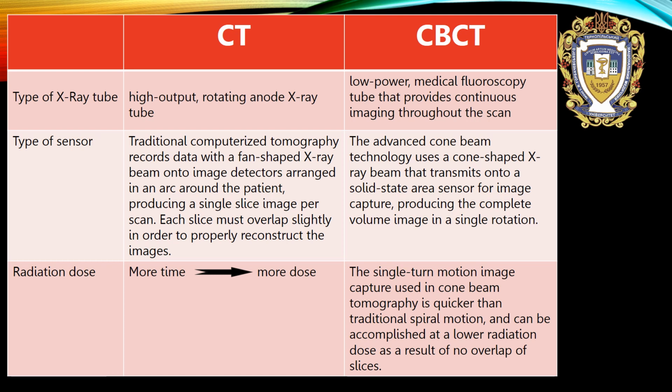And of course, radiation dose. Traditional CT takes more time and, of course, as a result, more dose. But cone beam CT image capture is quicker than traditional spiral motion and can be accomplished at a lower radiation dose as a result of no overlap of slices.